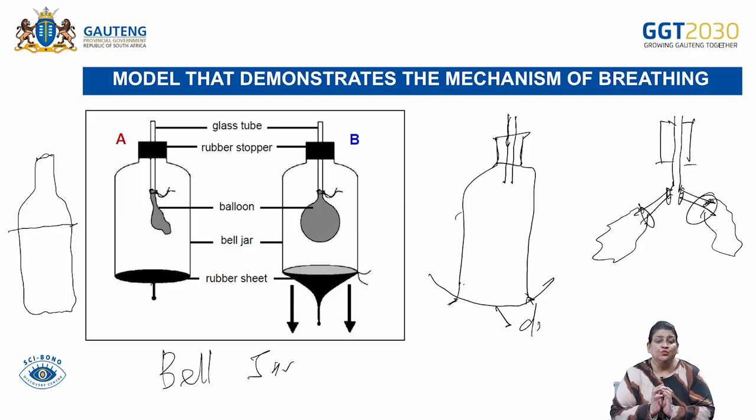It doesn't show you the movement of the rib cage. It doesn't show you the intercostal muscles, right? But what it does show you is that this is a rubber sheet diaphragm that represents a diaphragm. This little glass tube here represents our bronchus, our trachea, right? And then this part here, that's a trachea. And this part here is like your bronchus. And here the balloon represents your lung.